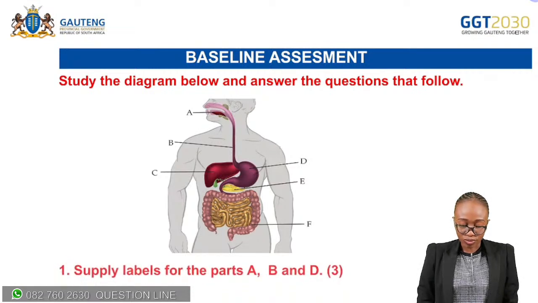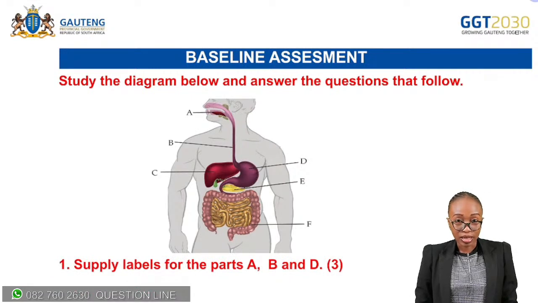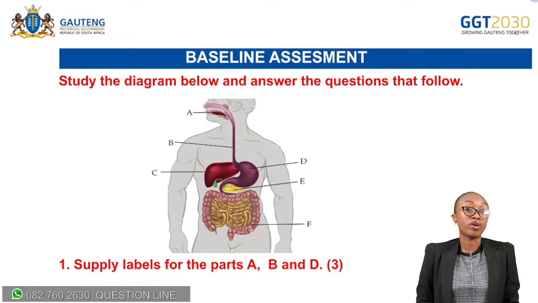So here's the question. Supply labels for the parts A, B, and D. This question is worth 3 marks, which means each label is worth a mark. I'm going to give you 2 minutes to answer this question.